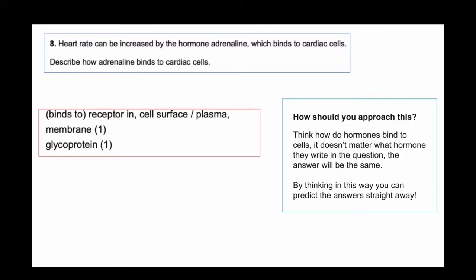So, how do hormones bind to cells in general? They bind to receptors, don't they? And where are the receptors? They're on the plasma membrane. And you just always say glycoprotein. I don't really have a specific reason why they want you to say glycoprotein, but I've accepted it and always put glycoprotein in my answers before, so you should do the same, because it always comes up as a mark.